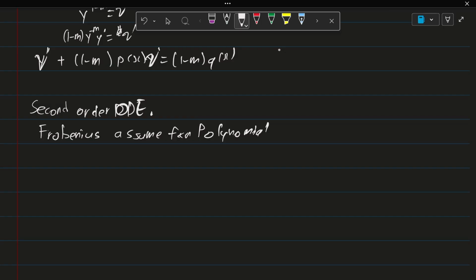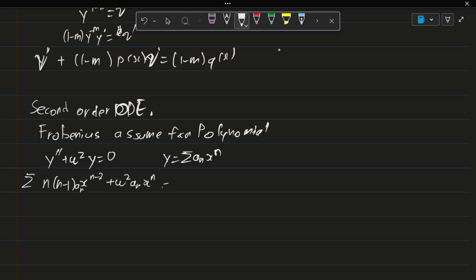So let's try to think of this. Let's say you have a very specific problem. Let's say the harmonic equation. If you just assume that the solution is a polynomial, your y would be the sum of a_n x^n, right? If you just assume this, you could get n(n-1) a_n x^(n-2), plus omega squared a_n x^n, summing them up in n. And that all equals to 0.